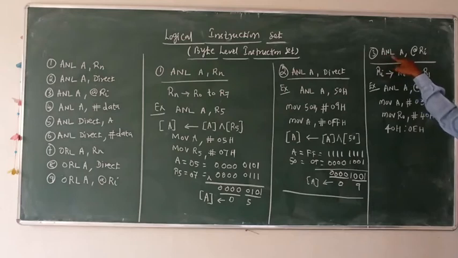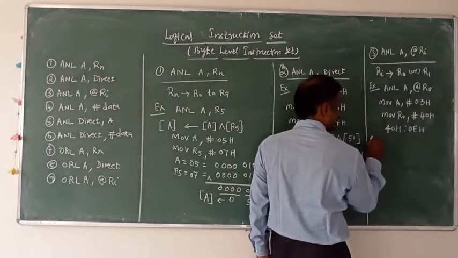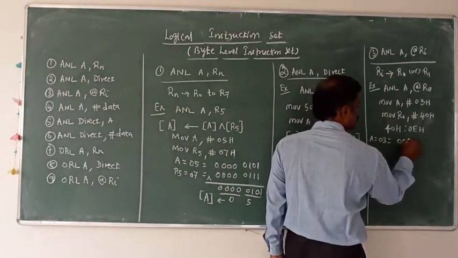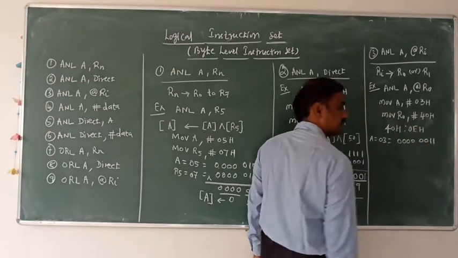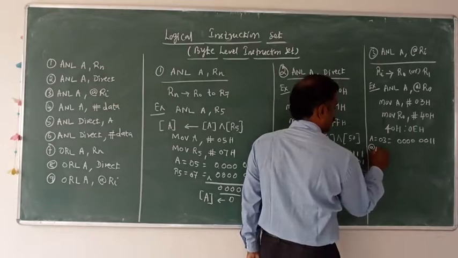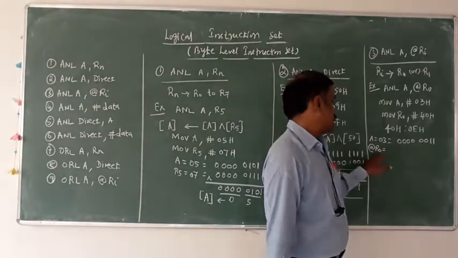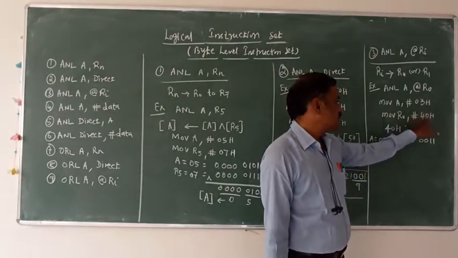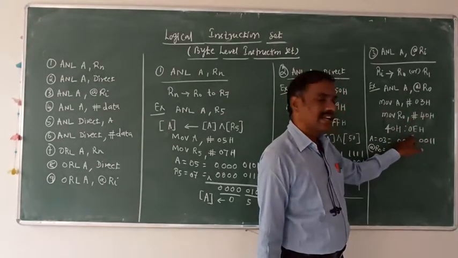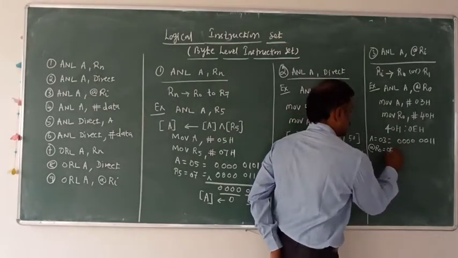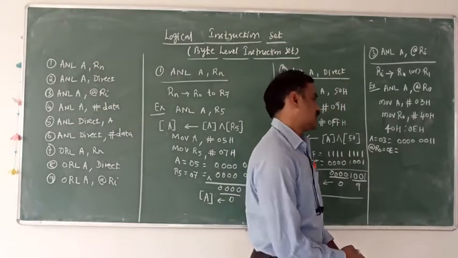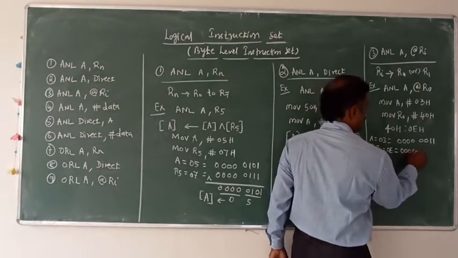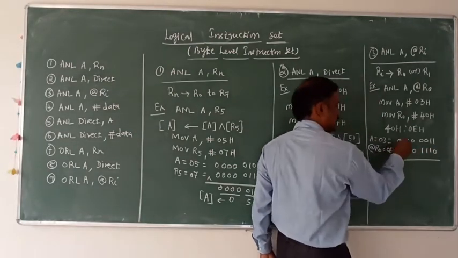Instruction three, ANL A comma at the rate of RI, means logically AND the accumulator with the indirect memory address location data. Now accumulator A register is 03, which is 00000011, and at the rate of R0 means R0 holds address 40, and the 40 address location has data 0E. 0E hexadecimal is 1110.